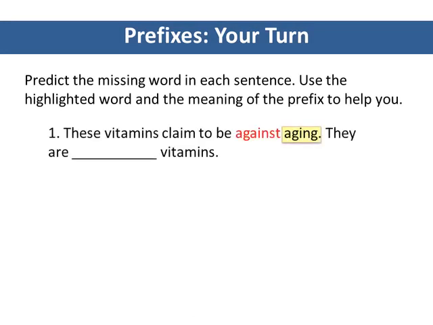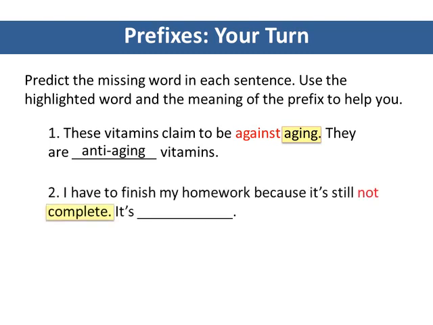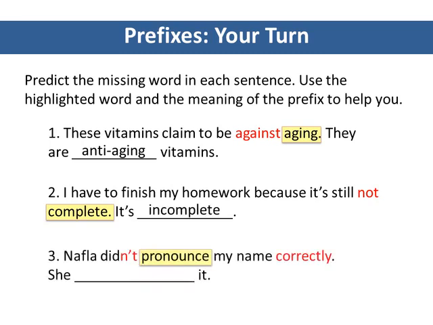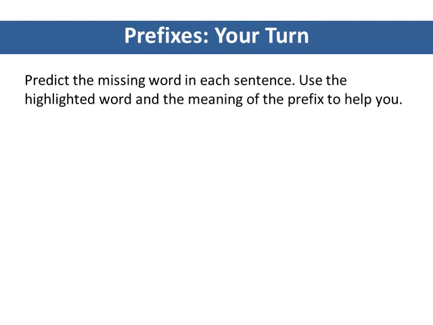Here's the first one. These vitamins claim to be against aging. What kind of vitamins are they? They are anti-aging vitamins. Number 2. I have to finish my homework because it's still not complete. Yes, it's incomplete. Number 3. Nafla didn't pronounce my name correctly. Right, she mispronounced it.